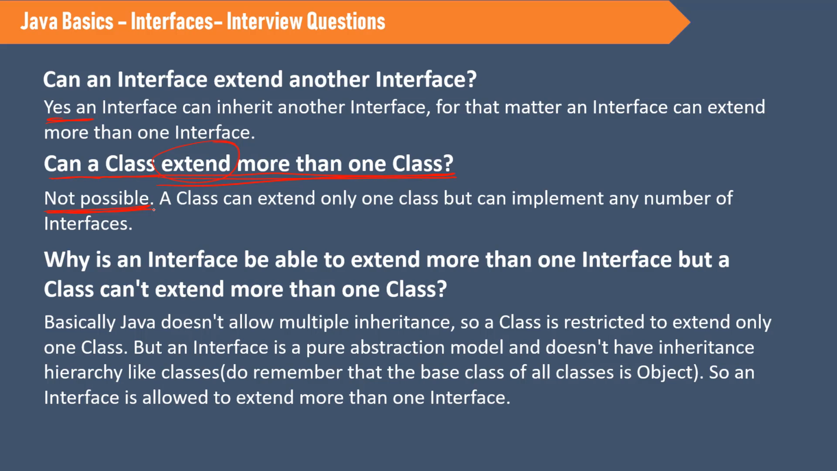Next question is, why is an interface able to extend more than one interface but a class can't extend more than one class? Again, you need to understand the inheritance concept for this one. Basically Java doesn't allow multiple inheritance. That's why we cannot extend more than one class in Java. So a class is restricted to extend only one class. But an interface is a pure abstraction model and doesn't have any inheritance hierarchy like classes. So an interface is allowed to extend more than one interface.